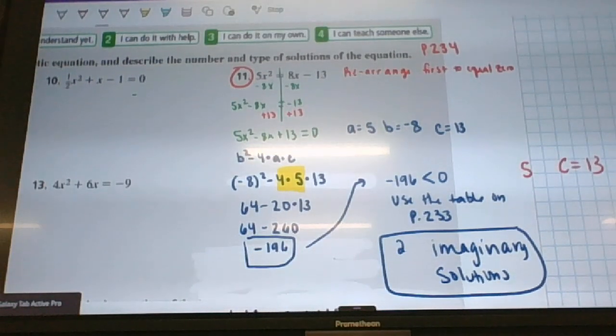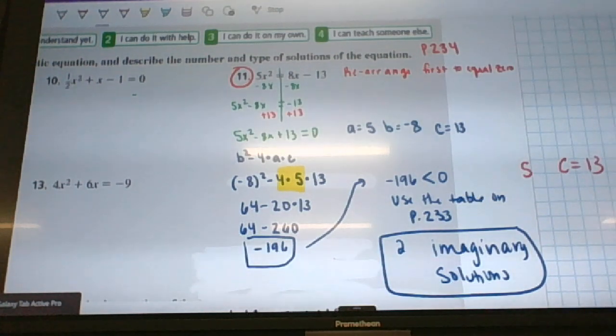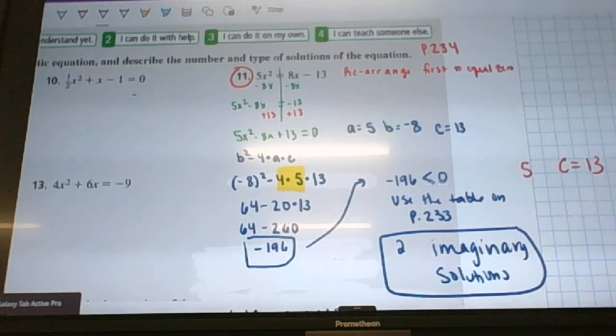I looked at the table. Let me show you the table. You know the table? I use that. When it's negative, it's always two imaginary solutions.